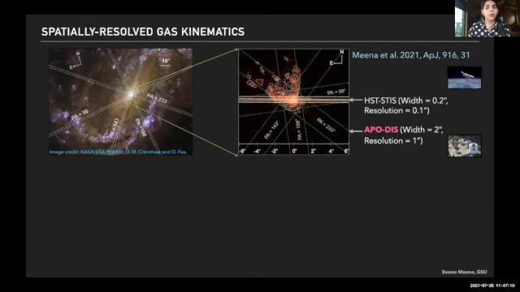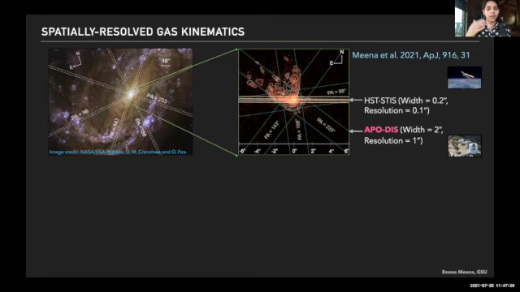So first, we use long slit spectroscopy using HST's Space Telescope Imaging Spectrograph, or STIS, and APO's Dual Imaging Spectrograph, or DIS, to obtain spatially resolved kinematics of ionized gas in the nuclear regions.